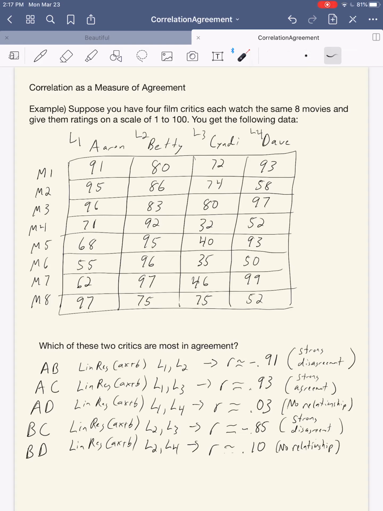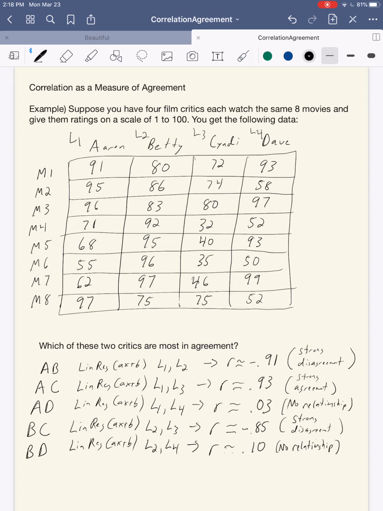If we look back at Betty, Betty really liked movies 4 through 7. And Dave disliked 2 of those a lot and liked 2 of those. Betty seemed to not like 1 through 3 and 8. And Dave liked 1 and 3, but he disliked 2 and 8. So they've got some agreement, they've got some disagreement. They basically have no relationship overall.